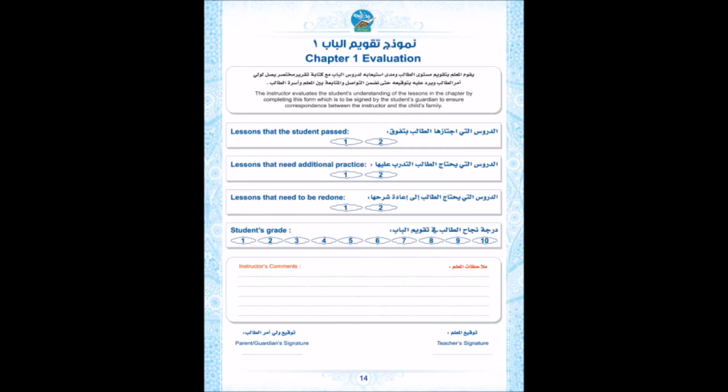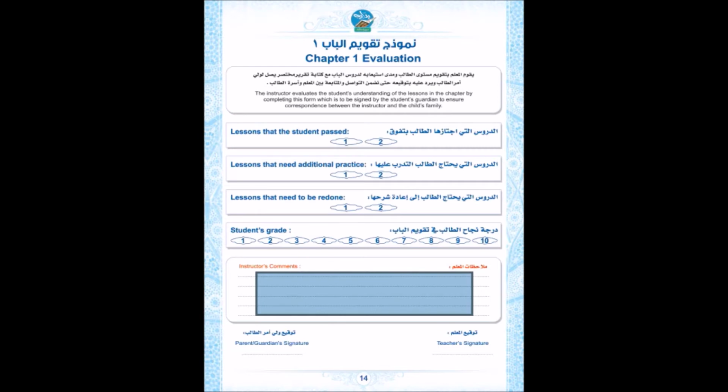You can see the first question is the student's abilities and which lesson he or she passed, and then the lessons that need practice, and finally lessons that need to be redone. The final box is a general grade, an overall grade for the student's performance in lessons 1 and 2, and the instructor can take specific notes so that the parent or guardian knows where their student needs practice.